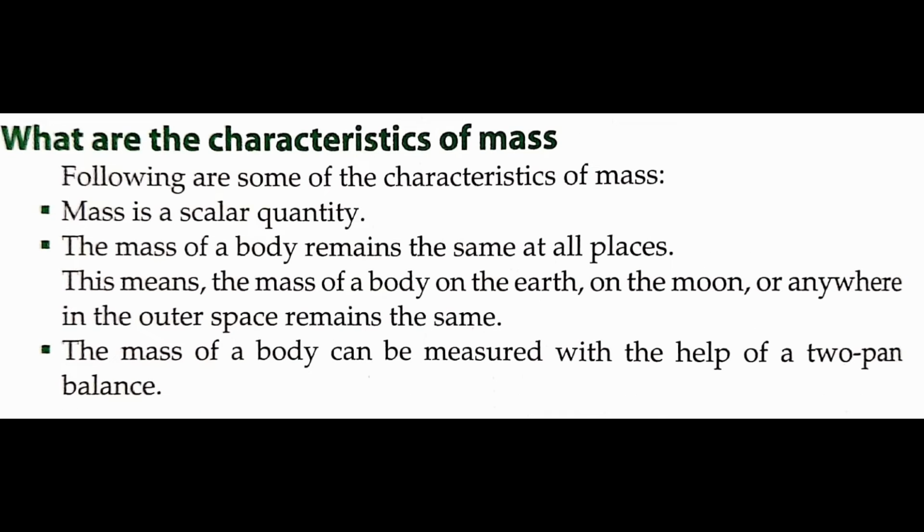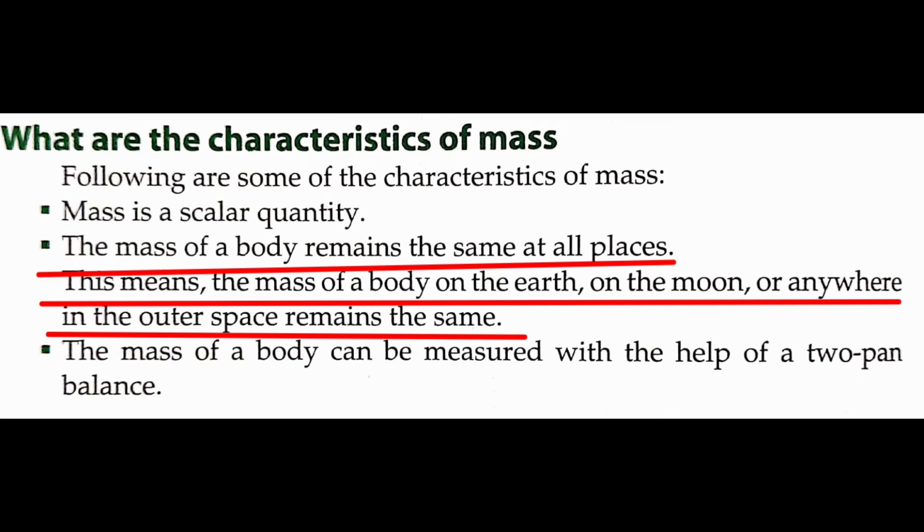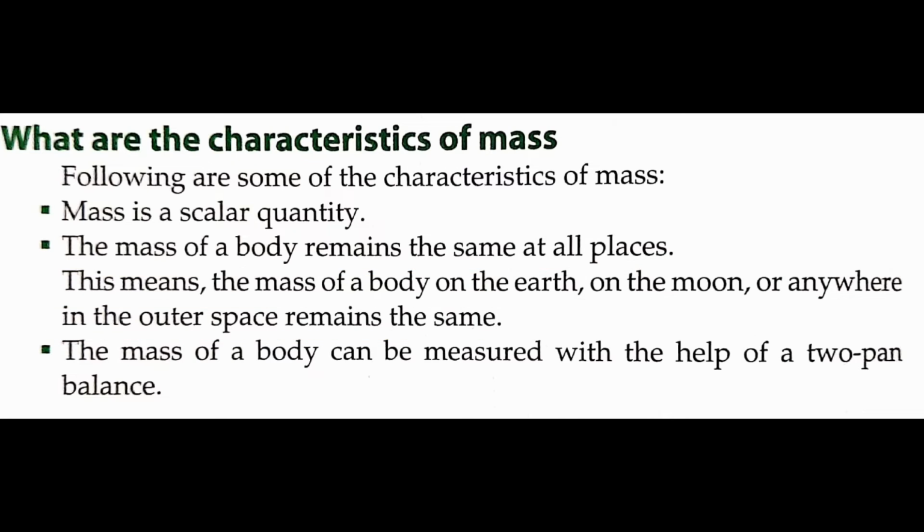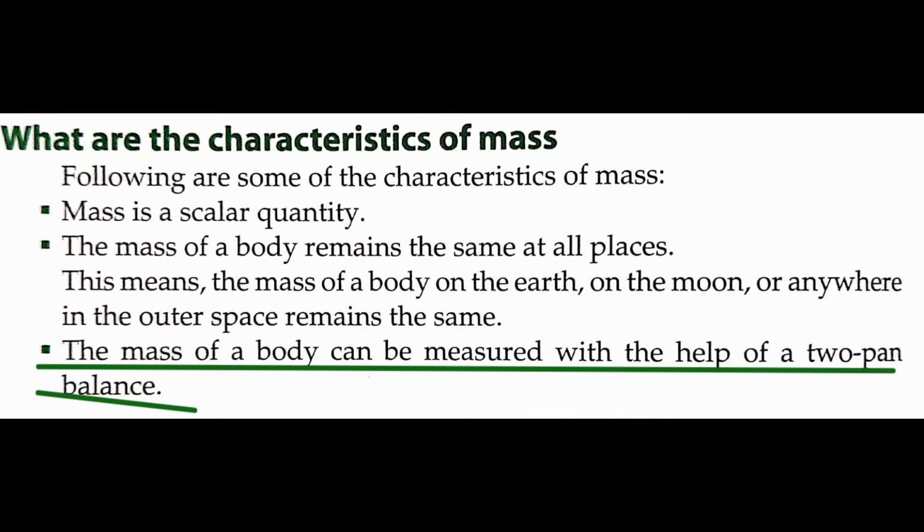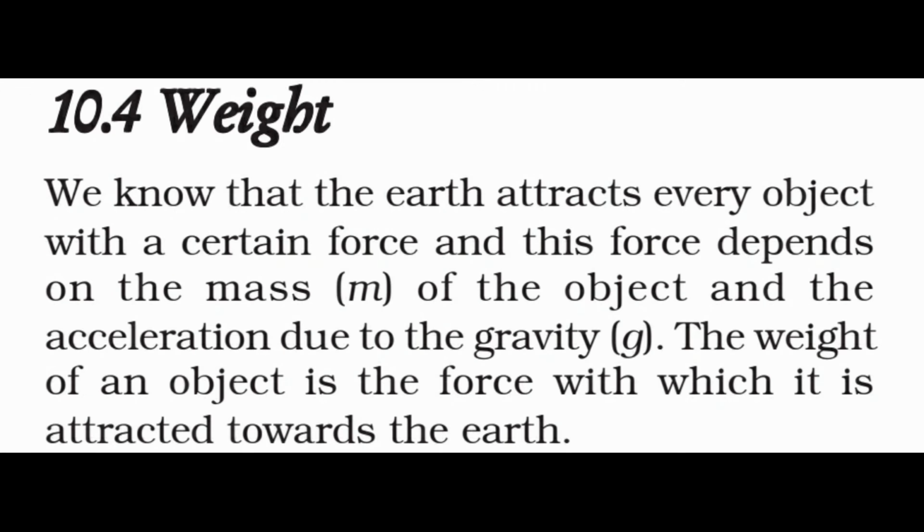What are the characteristics of mass? Mass is a scalar quantity. Mass of a body remains the same at all places. This means the mass of a body on the earth, on the moon, or anywhere in outer space remains the same. Mass of a body can be measured with the help of a two-pan balance.